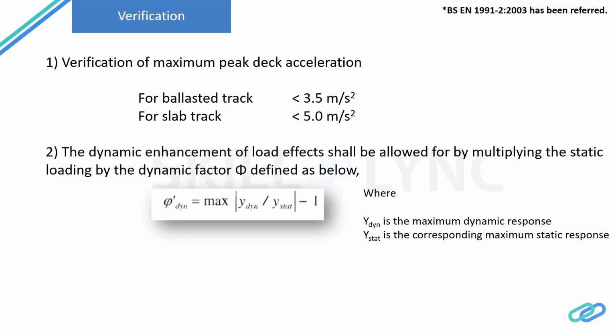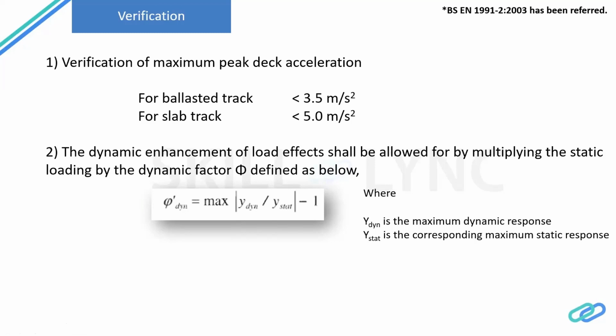Then for computing the dynamic factor, this is the formula. This is nothing but the maximum deflection value. Y dyn by y static. By performing the dynamic analysis for each load case, the maximum deflection at the superstructure, the span, is the value we need to put here. And for the static case, when the moving load is not moving and is in one place, we need to compute the deflection and put the deflection value here.